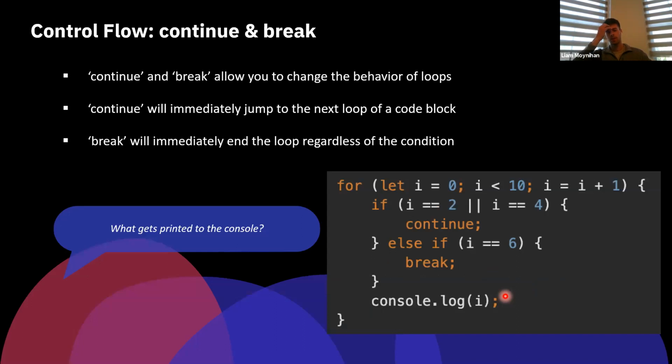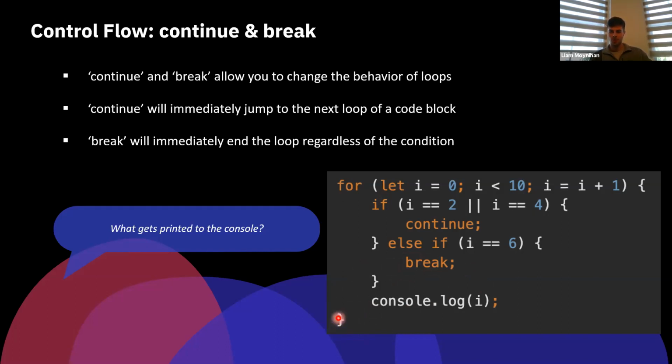And the last thing we're going to talk about in regards to control flow is continue and break. Basically these are keywords that allow you to change the behavior of loops. Continue is going to jump to the next loop of the code block, and break is going to immediately end the loop regardless of the condition. So if we're going through our for loop and we hit a continue, we're going to skip everything else in the block, go back up to here, execute our action, and continue in the next loop. If we ever hit a break keyword, then we're immediately going to forget about all this code and immediately jump to right here, right after the loop.